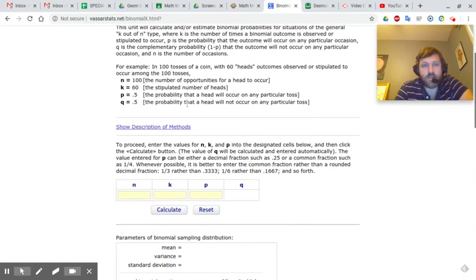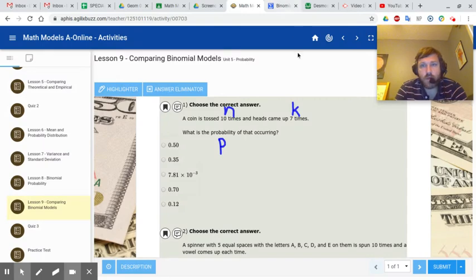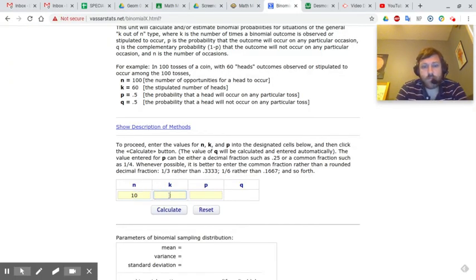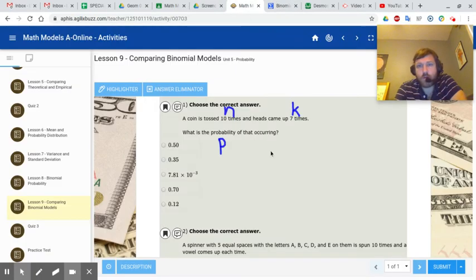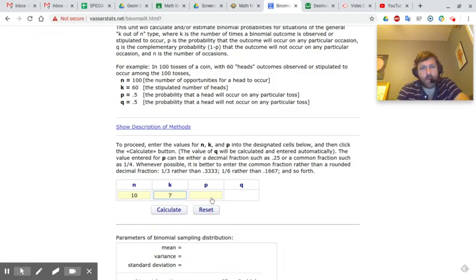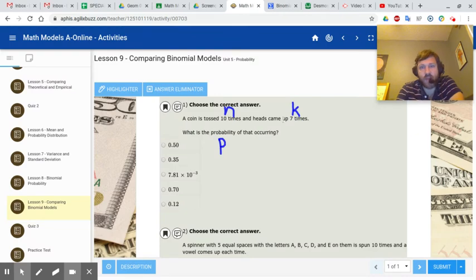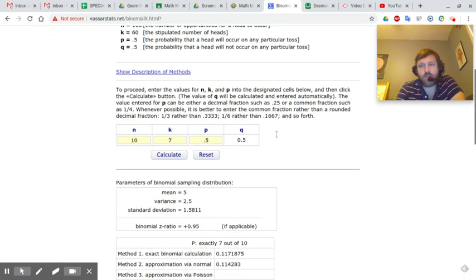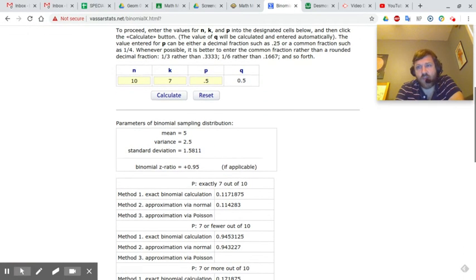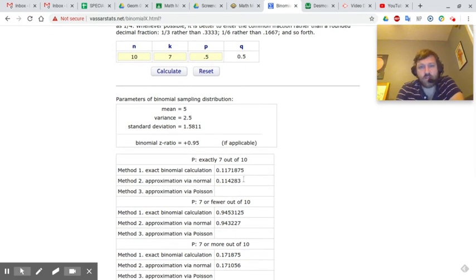So we're going to go back to the same calculator we were using, go down and do 10. K is 7. And the probability of a coin toss is 0.5. And we should know that times in this unit. Oops, 0.5. And then we hit calculate. And then it says, what's the probability of exactly 7? It's like, well, 7, not more or less, just exactly 7.